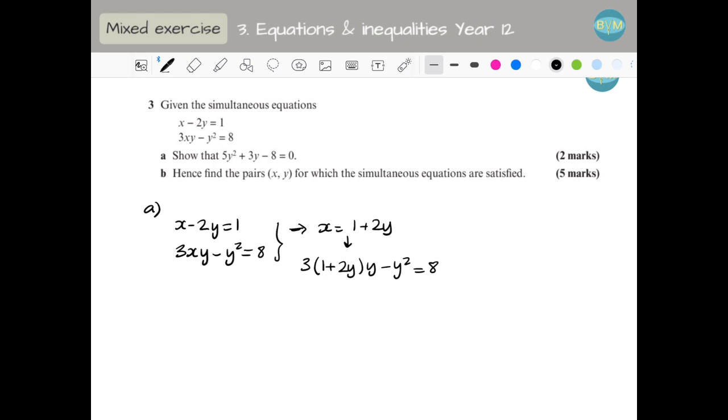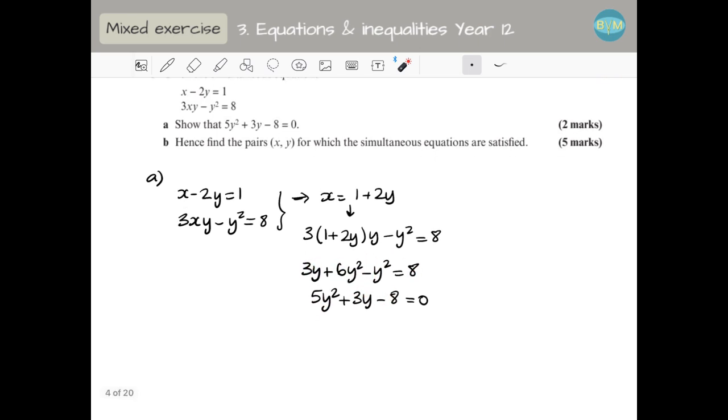So expanding brackets, I have 3 times 1 times y. So I'm going to multiply. If you want, you can even think that this is 3y instead of 3. 3y times 1 is 3y. 3 times 2y times y is 6y squared. So plus 6y squared minus y squared equals 8. And reorganizing, I have 5y squared plus 3y minus 8 equal to 0. Yeah, so these two together is 5y squared, 3y, and minus 8. And that's the first part.